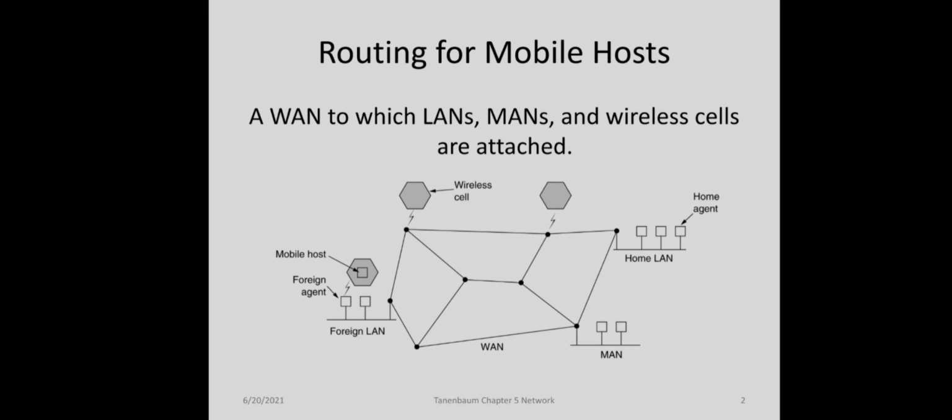The routing goal in systems with mobile hosts is to make it possible to send packets to mobile hosts using their home addresses and have the packets efficiently reach them wherever they may be. So that is the main routing goal. Irrespective of the current location of the mobile host, using the home address, you should be able to route the packets. So how can this be made possible?